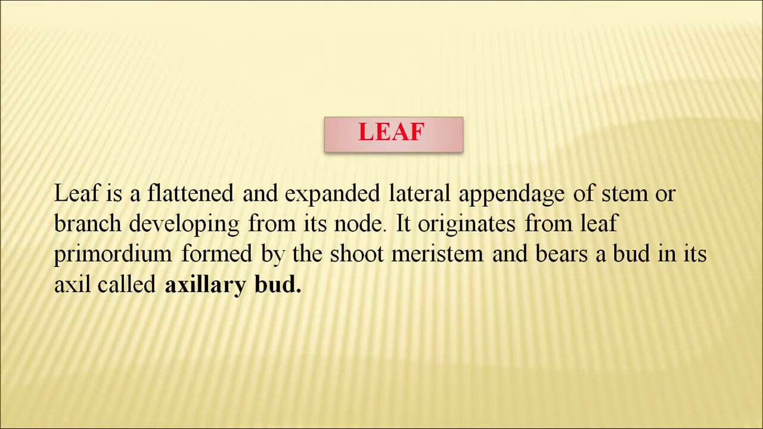It originates from the leaf primordium formed by the shoot meristem. If you remember, the shoot has cells at the apex which have meristematic ability. Meristematic ability means they are capable of division, and they bear a bud in the axil called the axillary bud. From here the leaf develops, all right.